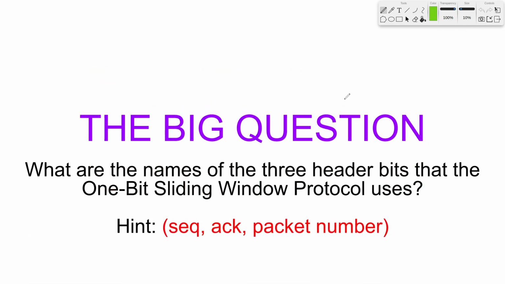And so the big question I'd like to ask the audience is, what are the names of the 3 header bits that the 1-bit sliding window protocol uses? This is very important for the 1-bit sliding window protocol, and we have a hint over here. I would like to know what these acronyms are for. Well, not necessarily acronyms, but abbreviations. I'd like to know what these are used for and what they actually are.